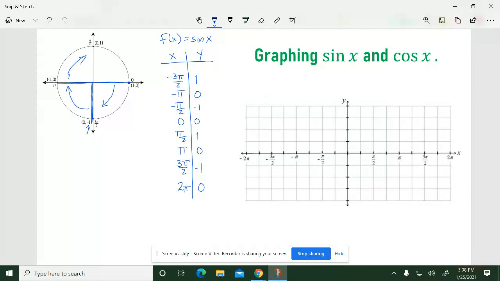So that's what I'm going to get. And you can keep going with this. You kind of see the pattern: every other one is a 0, and the other ones are all alternating between 1 and negative 1. So let's plot this on the graph. And you'll notice this graph here.